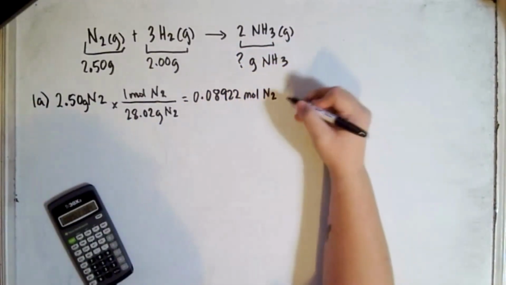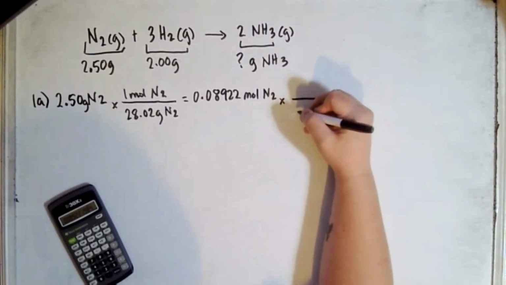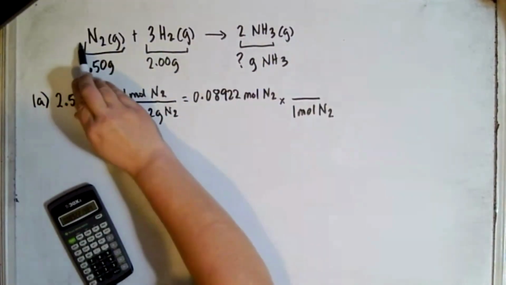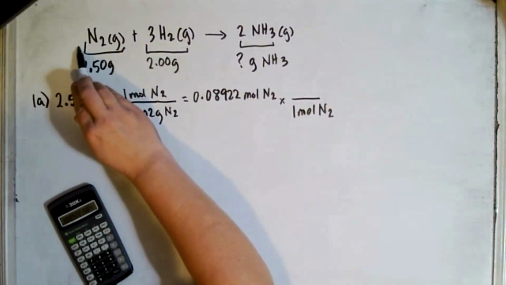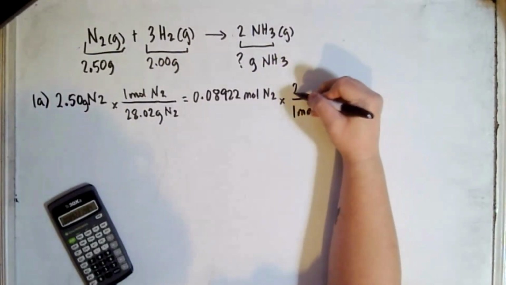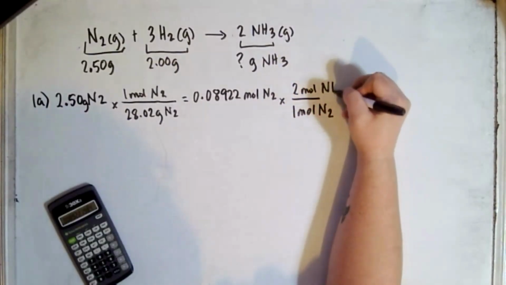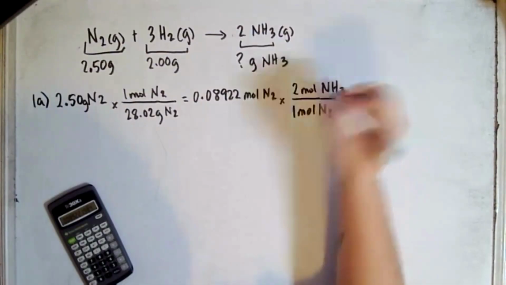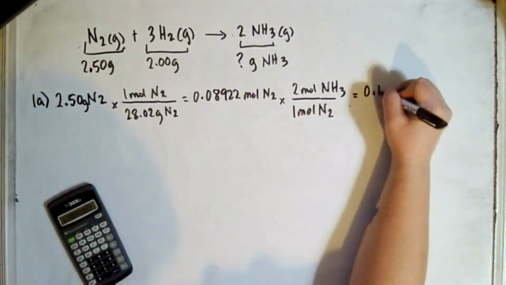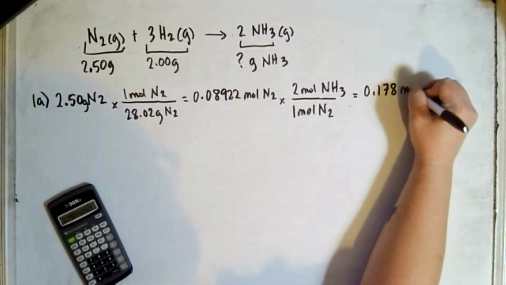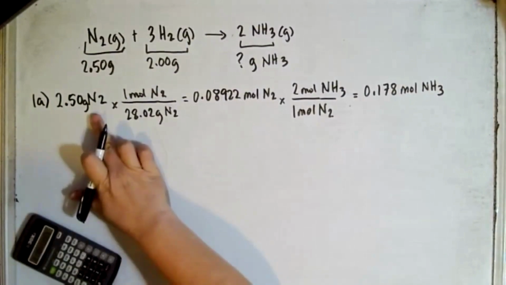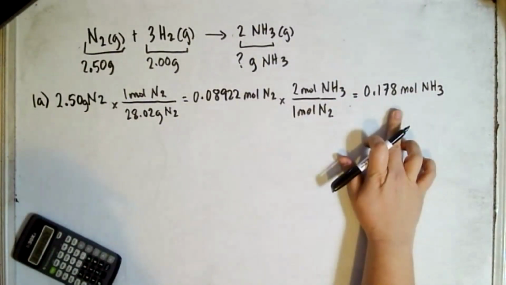And then we're going to use our balanced equation, which tells us that every 1 mole of nitrogen, right? There's an assumed one in front here. Every 1 mole of nitrogen produces 2 moles of NH3. So if I use up all of my nitrogen, I can make 0.178 moles of NH3.